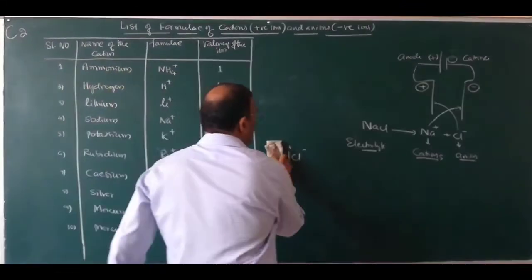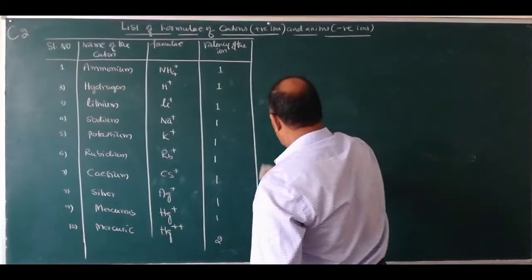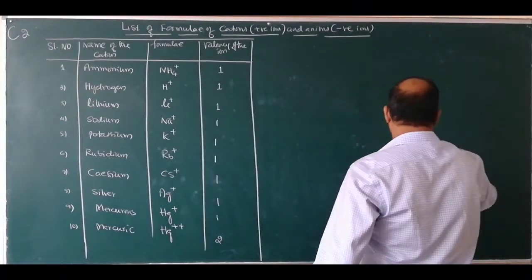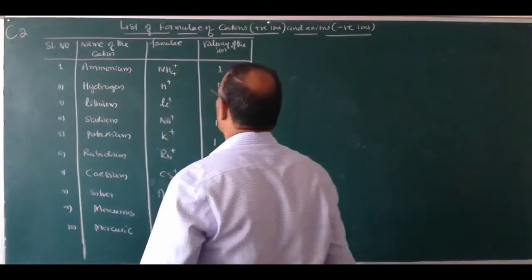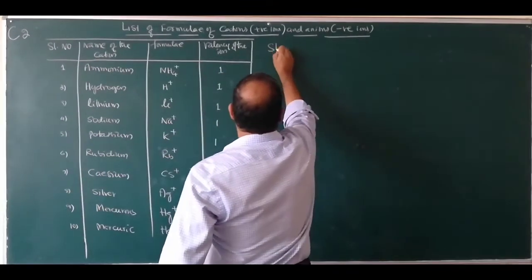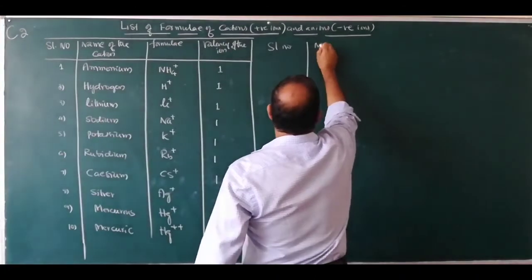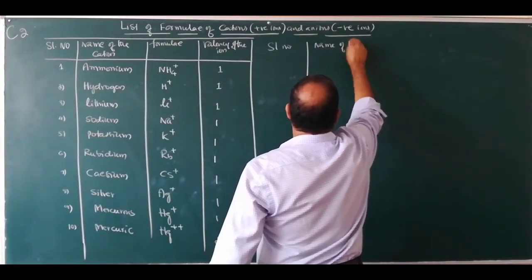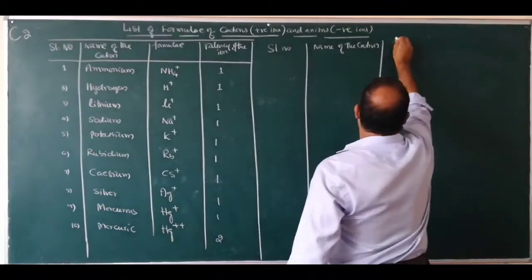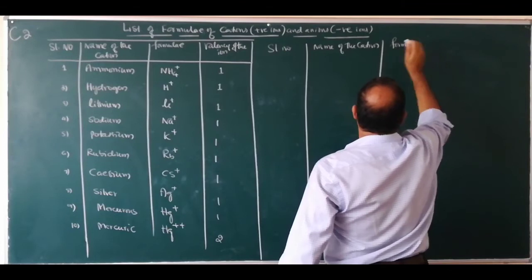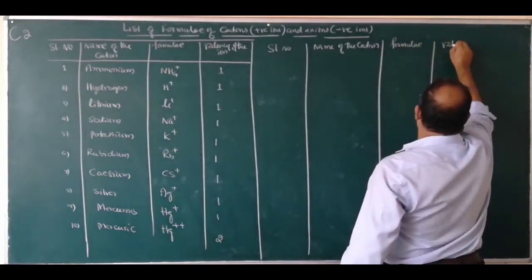So if you know these ions, the symbols or formulae of cations, we can easily write the formula of the compounds. Similarly, serial number, name of the cation, formulae, and then valency.